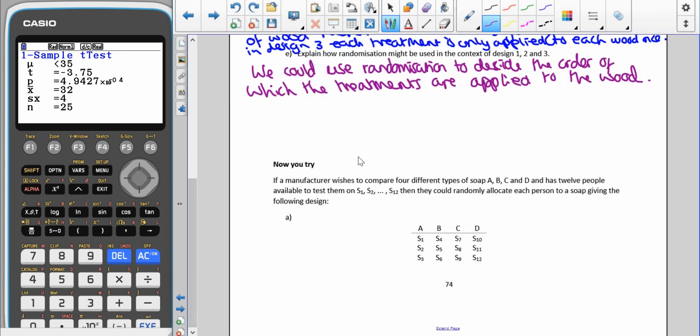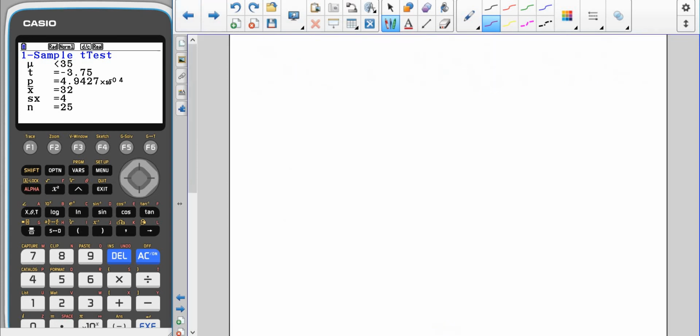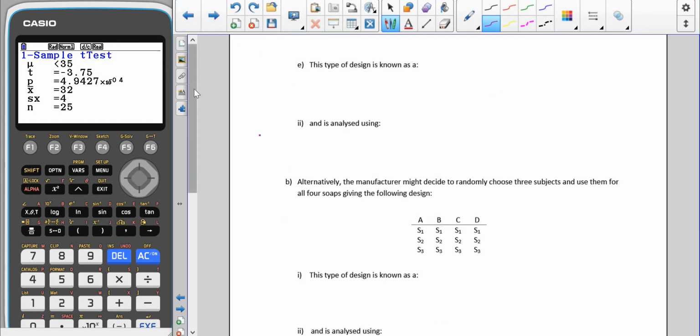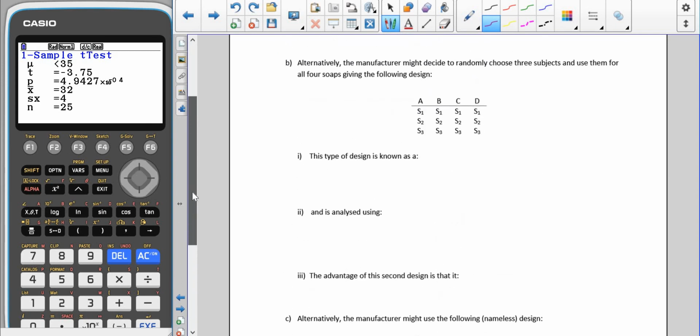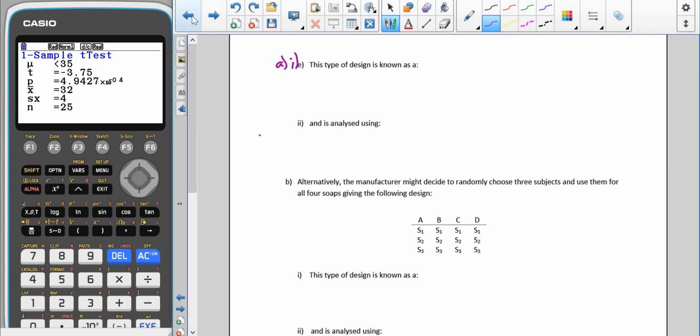So I'd now like you to try the Now You Try question. Very similar again. It does go over onto the next page as well. Please just ignore this E here. That is meant to be a part A, I. So it does go on to this page as well. So please pause the video now and give this Now You Try question a go.